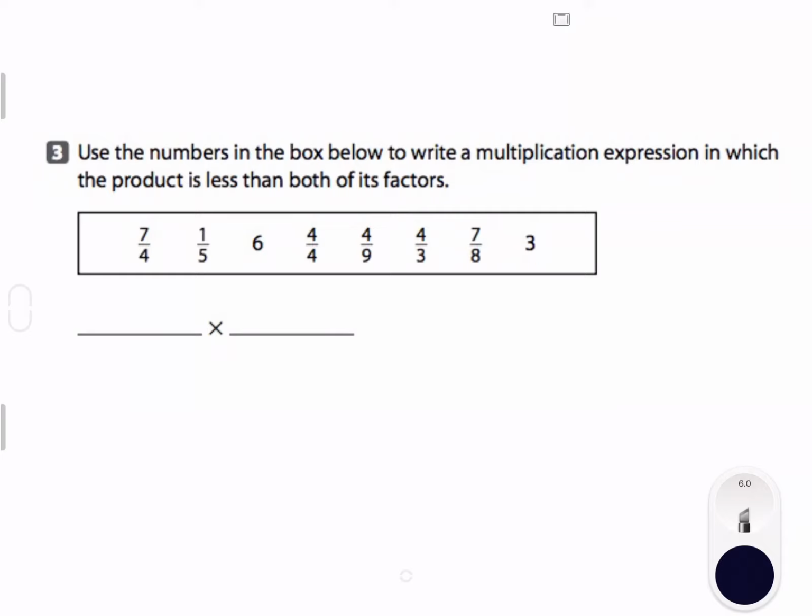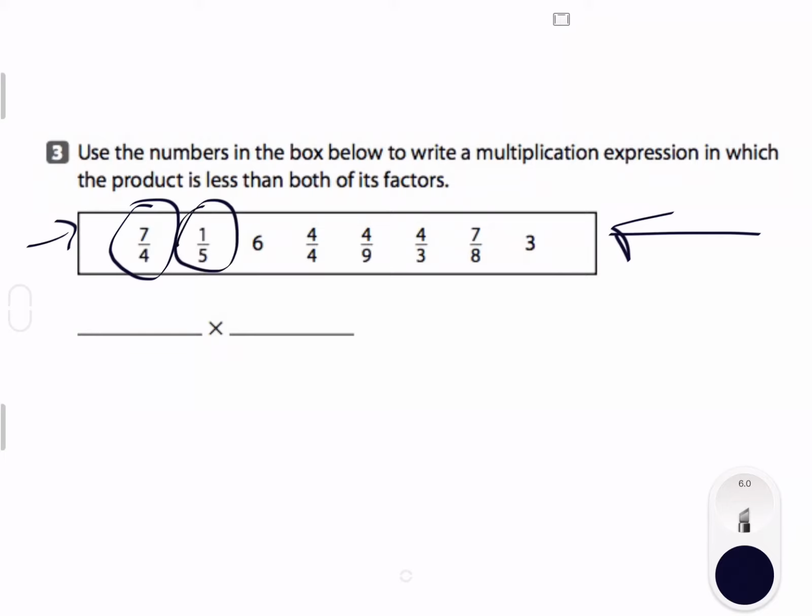What we learned from doing question number 2 was that if you want your product to be smaller, you have to have two factors that are less than 1. So basically what you do is you go through all of these numbers and you figure out which ones are smaller than 1. This is an improper fraction. 7/4 is greater than 4/4, which is equal to 1. So that is more than 1. That's not what we're looking for.